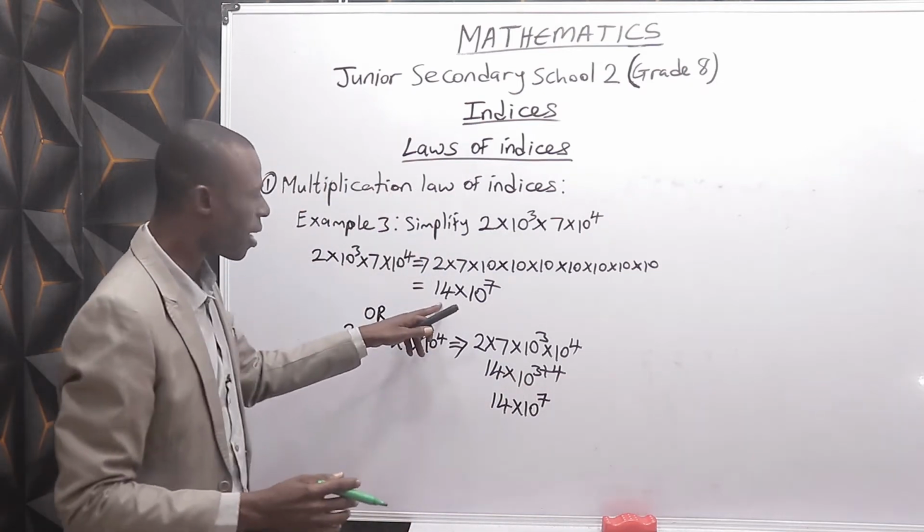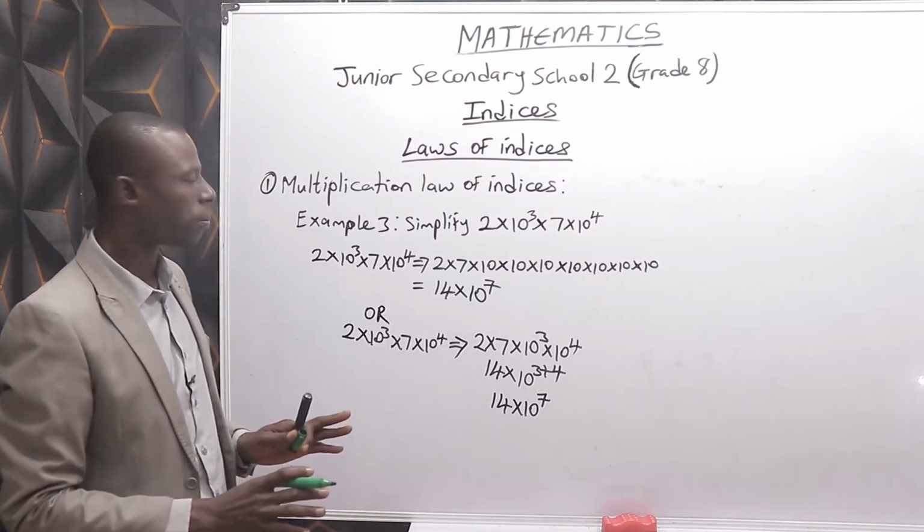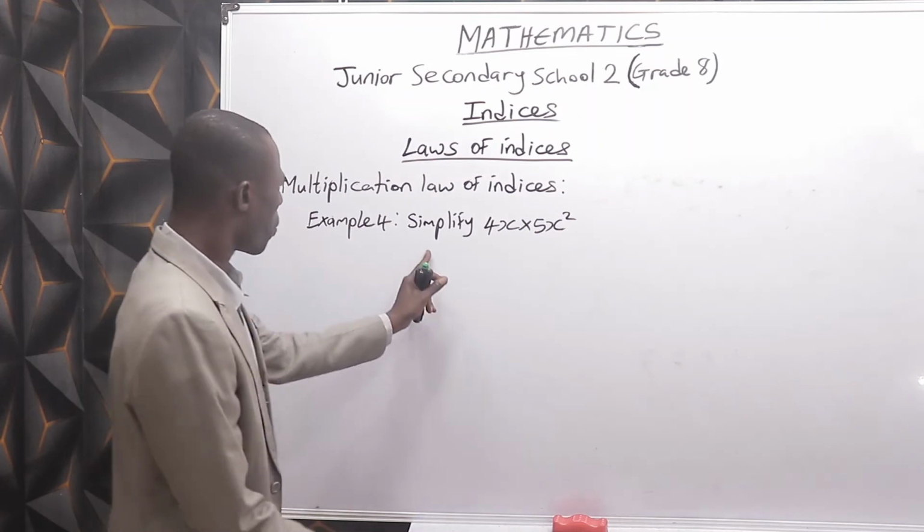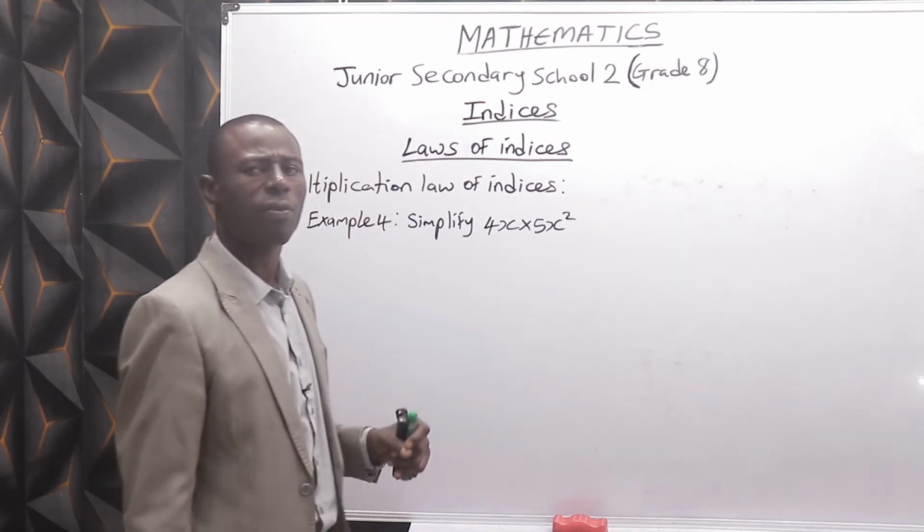You can see that the answers are always the same. Let's consider example 4. Simplify 4x times 5xk.